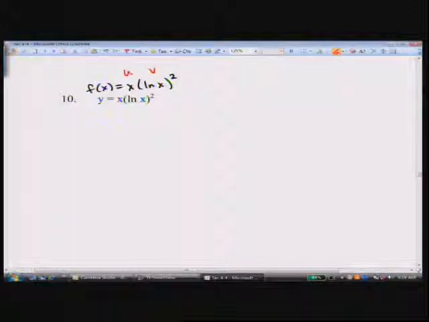But before we start, we should always think about the domain. So what is the domain of this function? What do we remember about the natural logarithm? Has to be value squared not equal to 0. Very nice. Okay, so the domain is from 0 to infinity.